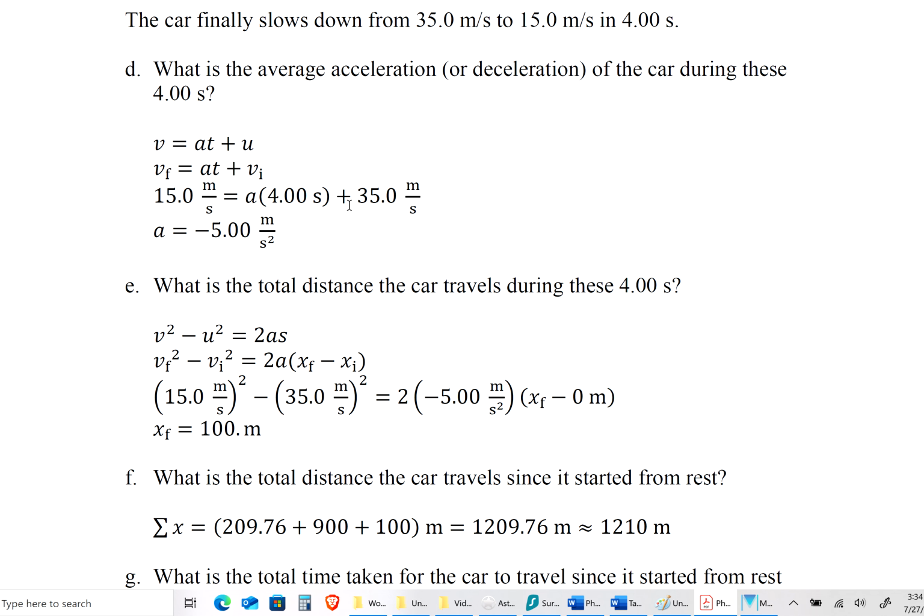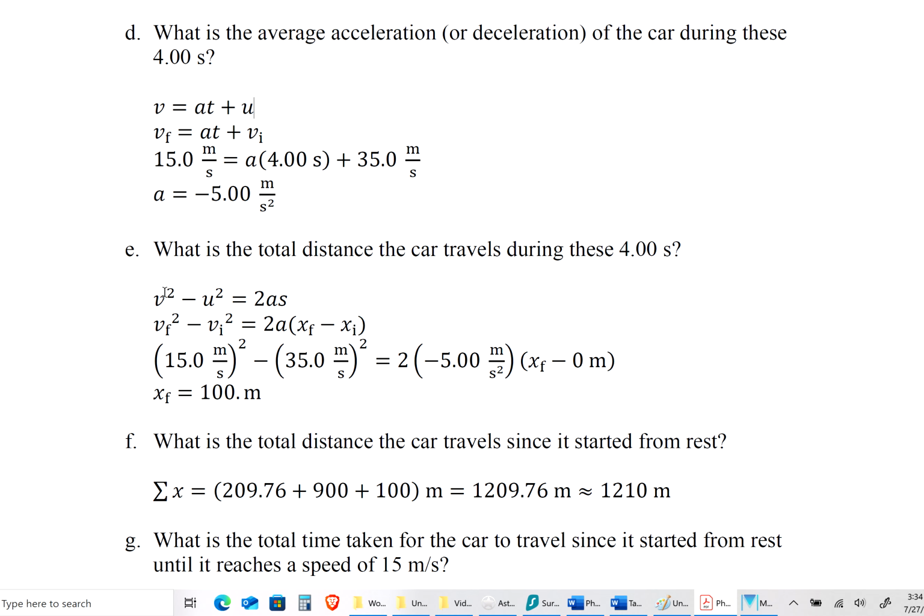Part E, what is the total distance the car travels during these 4 seconds? So U is initial velocity, V is final velocity, A is acceleration, S is change in displacement. S is equal to S final minus S initial. Solve for X final.